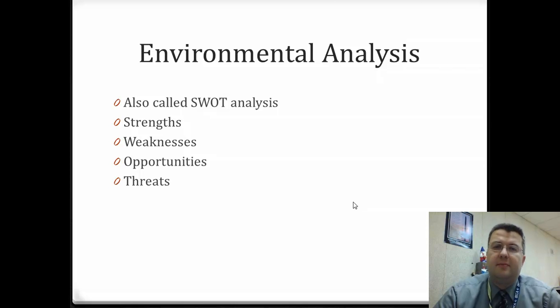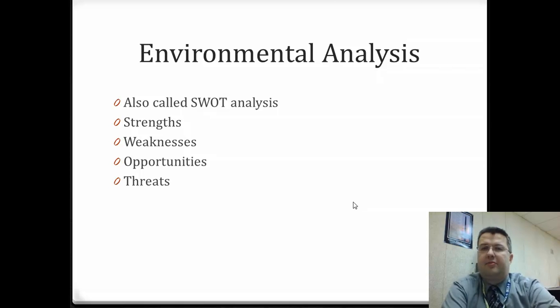When we talk about an external environmental analysis, the opportunities and threats, that's when we're looking at competition in the industry and the market outside of our organization. What opportunities are out there for us, and what potential threats could there be? A threat could be a new entrant. A threat could be added product from a competitor. It could be economic situations that are going on.